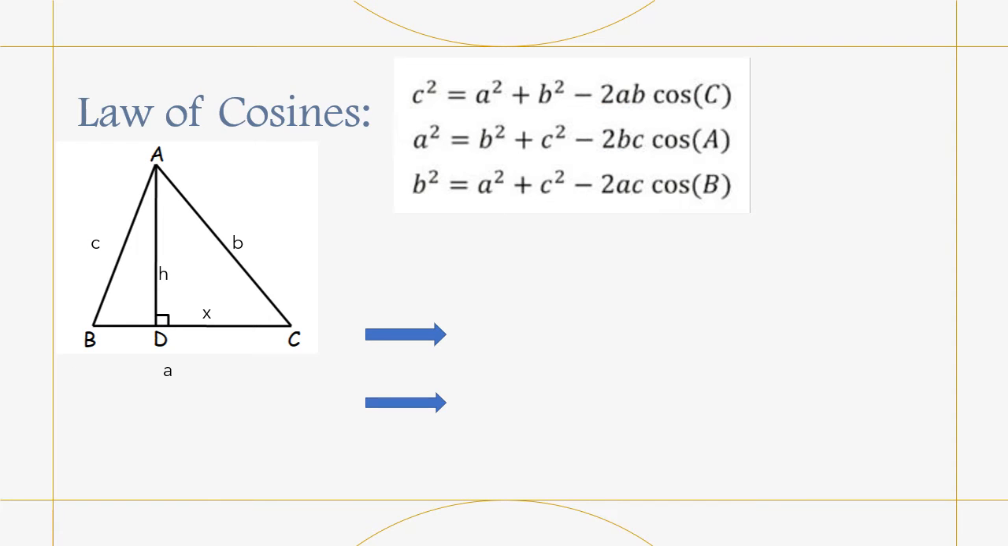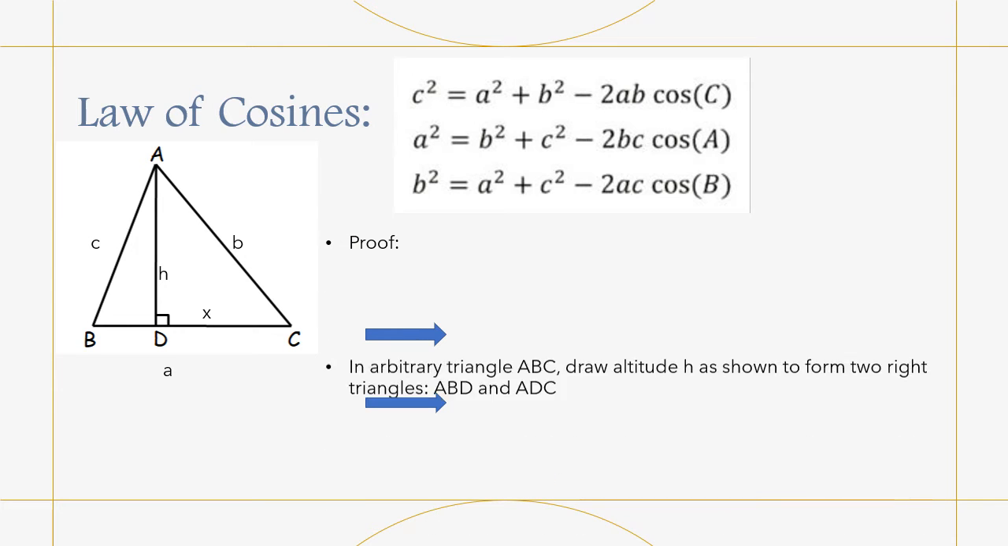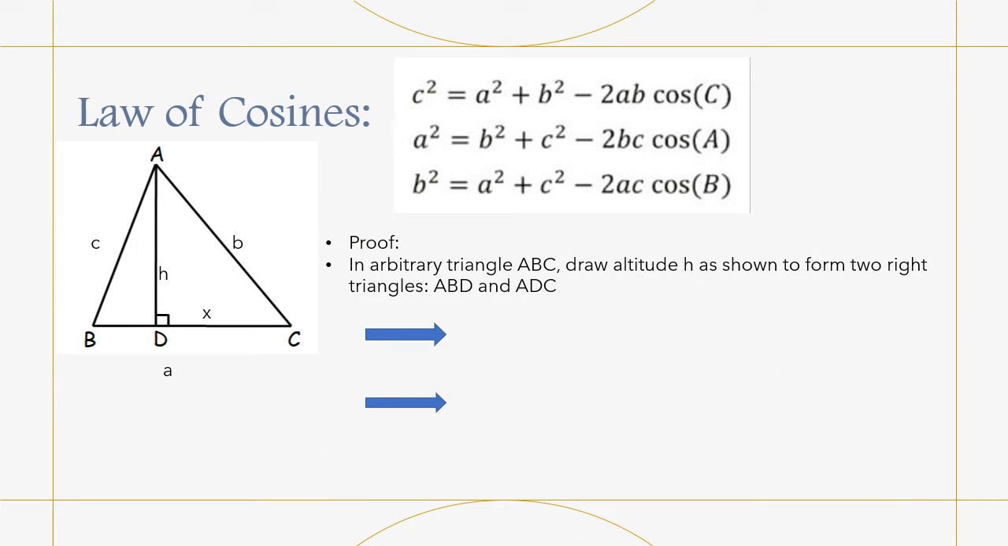Next, we move on to the law of cosines, which states that in any triangle, c squared equals a squared plus b squared minus 2ab cosine C, or a squared equals b squared plus c squared minus 2bc cosine A, or b squared equals a squared plus c squared minus 2ac cosine B. To get these formulas, we draw the height of the triangle, h, and we're left with 2 right triangles, ABD and ADC.